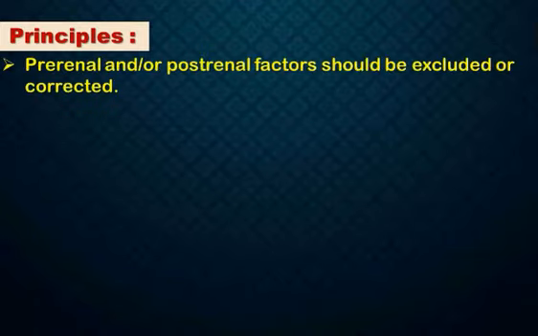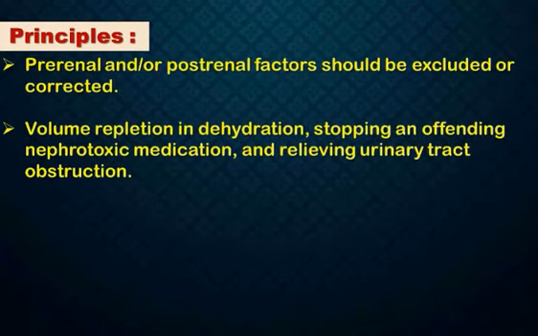What are the principles of the medical treatment? The prerenal and postrenal factors should be excluded or corrected. We should know this by history, by examination, and by investigation. Volume repletion: your patient has dehydration, you should give fluid. Stop offending nephrotoxic medication: if you give some antibiotics or drugs that have a nephrotoxic effect, you should stop them. And relieve the urinary tract obstruction: put a Foley catheter, or bypass the obstruction by any surgical procedure to correct the primary problem.